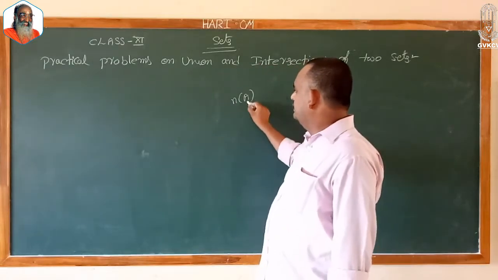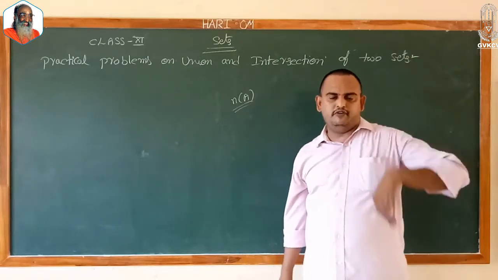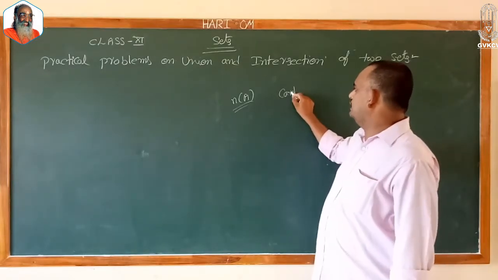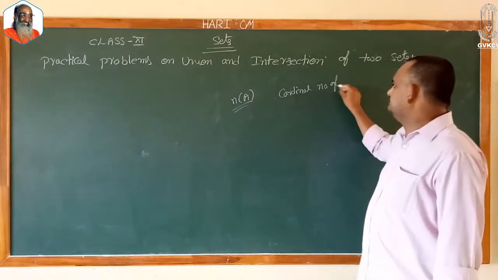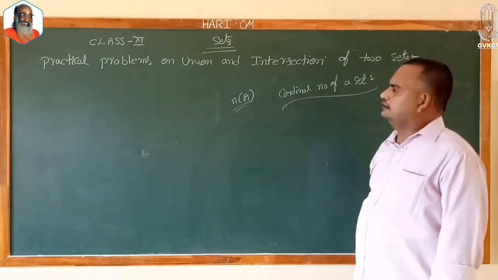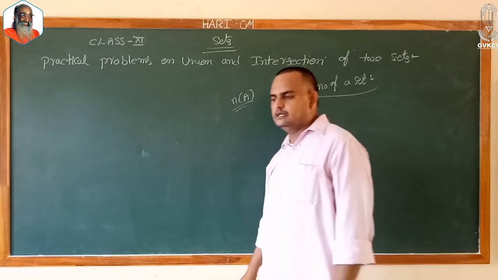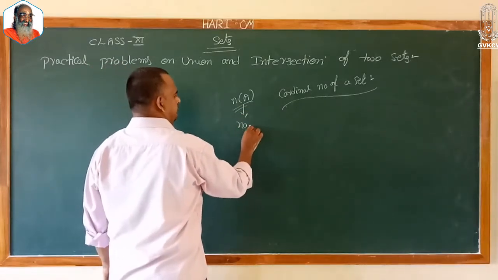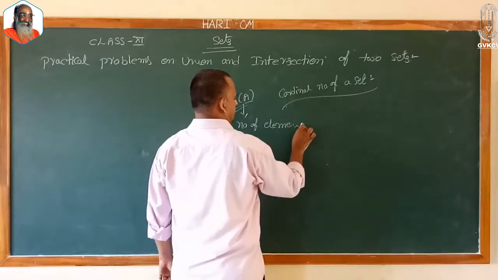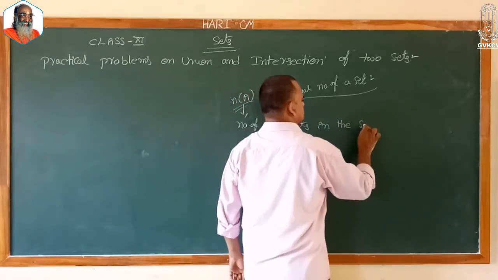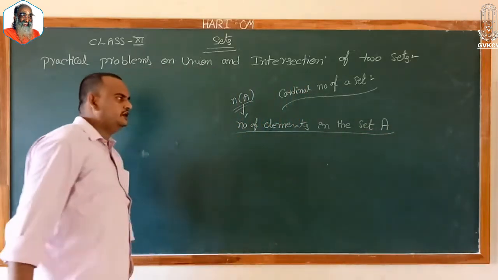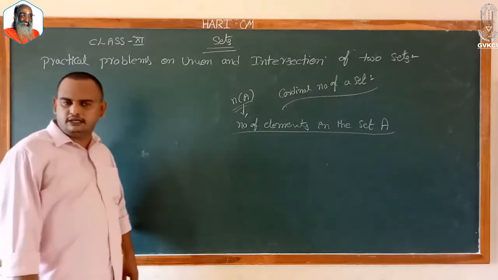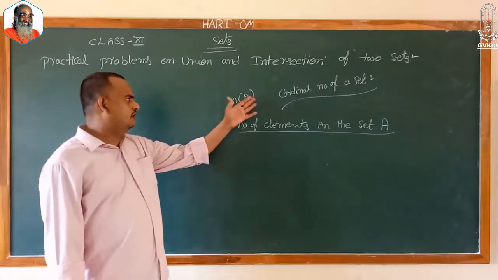n of A. What is the meaning of n of A? At the initial stage, when we discussed types of sets, we had the cardinal number of a set. This is the definition I have given. Cardinal means the number of elements present in the set. n of A, simply we can call it the number of elements in the set A. That is nothing but the cardinal number of set A, and simply we can read it as the number of elements in set A.